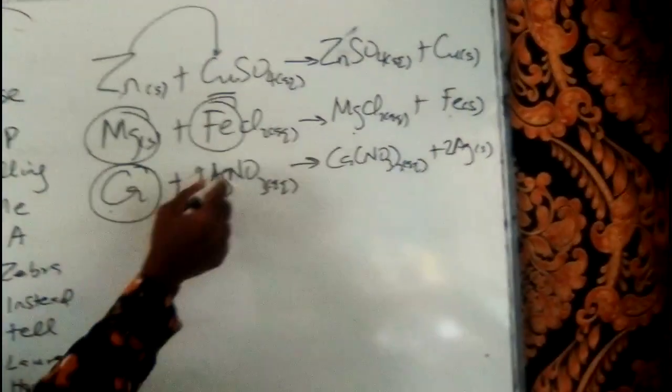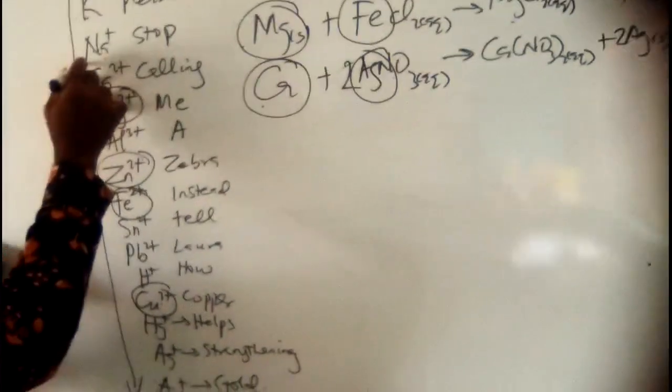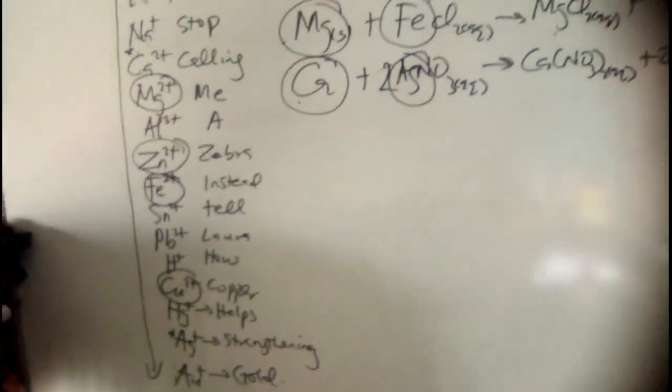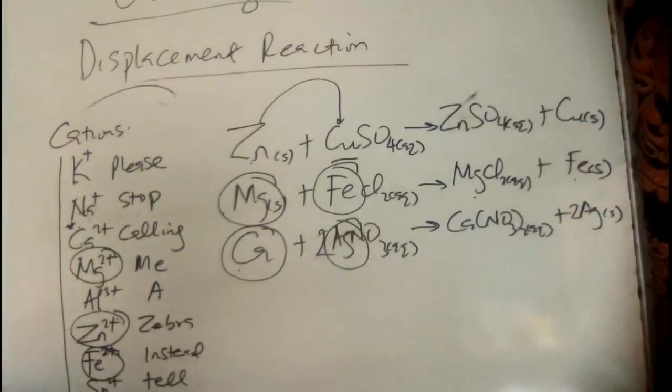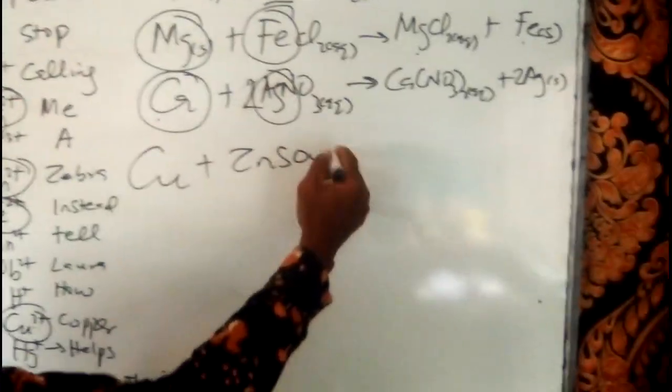Calcium displaces silver to give all the products. Why? Look at calcium's position, and look at silver. What I'm saying is that an element can displace another if it is higher than the one it displaces in the series. If you have this, as I said before, this reaction cannot take place.